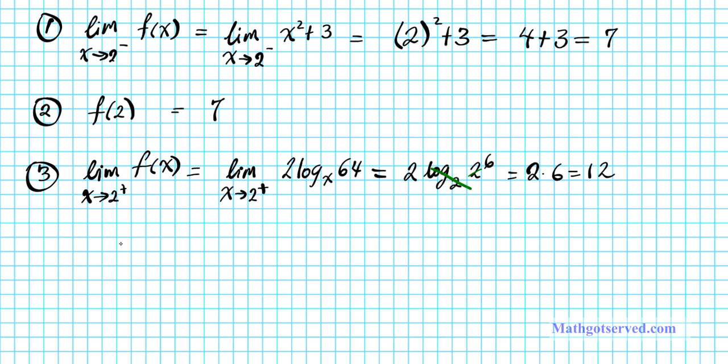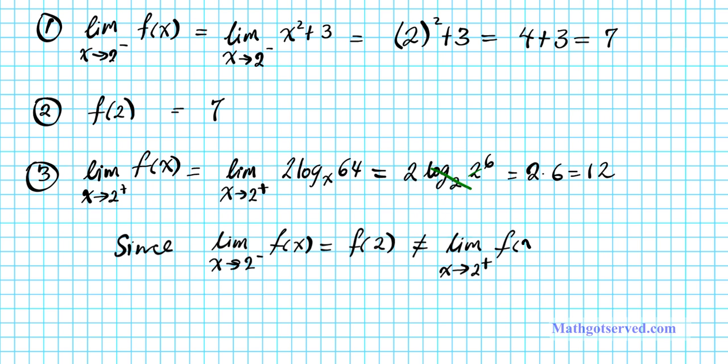We can say that since the limit as x approaches 2 from the left of the function is equal to the value of the function at x equals 2, both of them are not equal to the limit as x approaches 2 from the right of the function. What does that mean? It means that the function is not continuous at x equals 2 because the right-hand limit is not equal to the left-hand limit and the value of the function. All three of them must be equal in order for the function to be continuous at that specified x value.